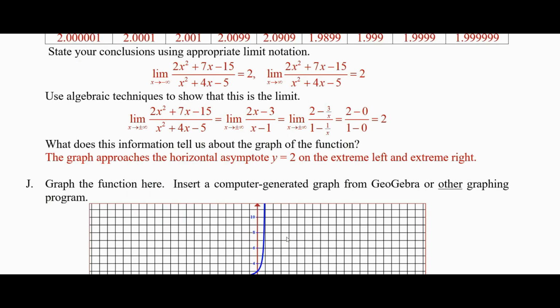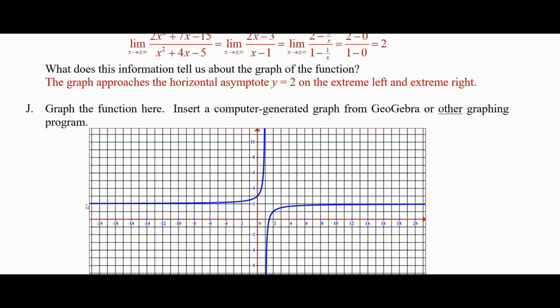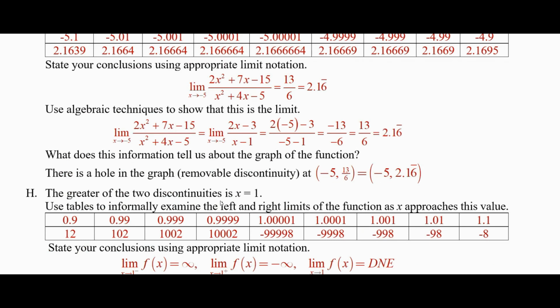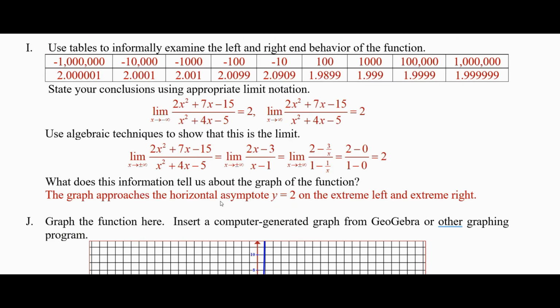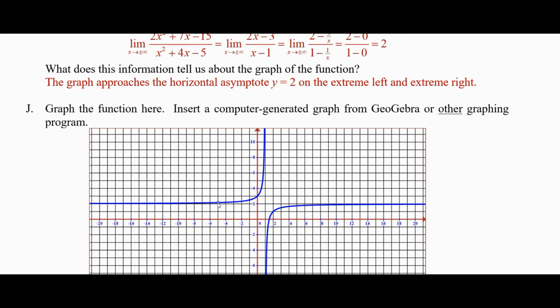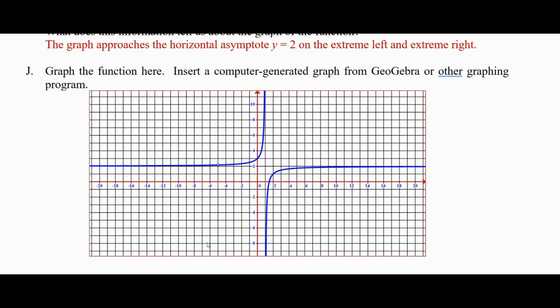So y equals 2 is our horizontal asymptote, which you see here on the far left and the far right. Our vertical asymptote was x equals 1, which you see here. And our hole in the graph is here at -5, comma 13/6, which is 2.16 something. That gives you an idea of what the graph looks like. Notice the domain is all reals except for -5 and 1, and the range is all reals except for 2 and also 13/6, I believe.